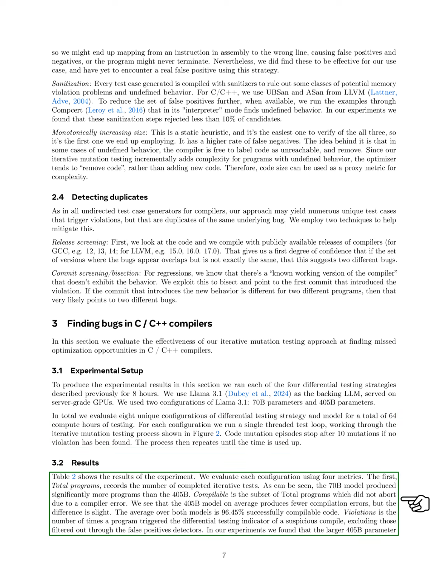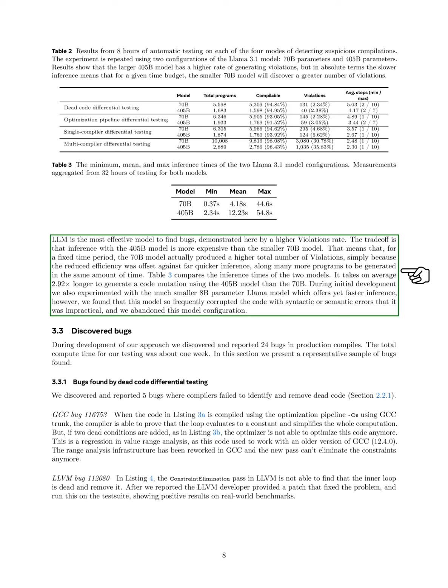Our results show that the 70 billion model produced significantly more programs than the 405 billion model. The compilable subset, which did not abort due to compiler errors, showed that the 405 billion model had slightly fewer compilation errors, with an average of 96.45% successfully compilable code across both models. The larger model was more effective at finding bugs, indicated by a higher violation rate, but it was also more expensive in terms of inference time. The 70 billion model, while less efficient, generated more violations in the same time frame due to its quicker inference. We also experimented with an 8 billion parameter model, but it frequently introduced errors, making it impractical for our needs.